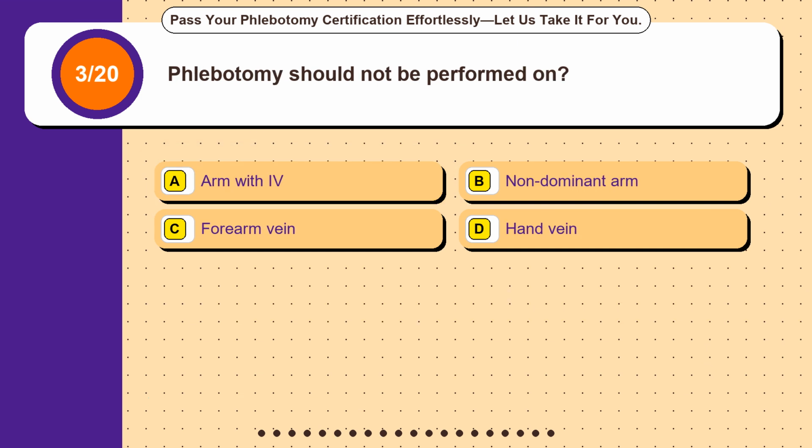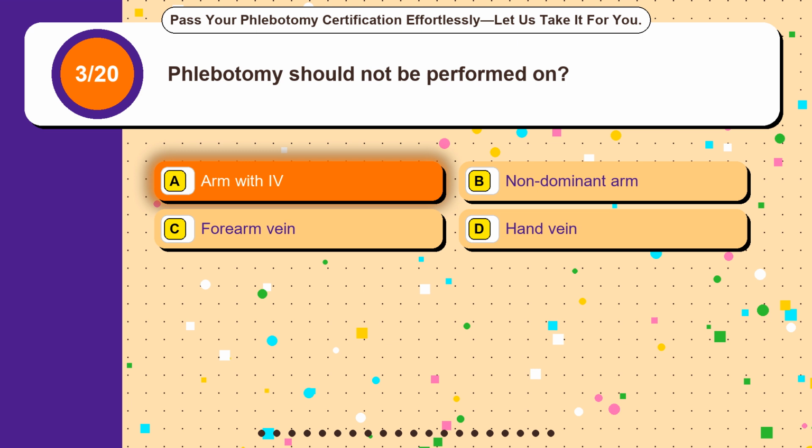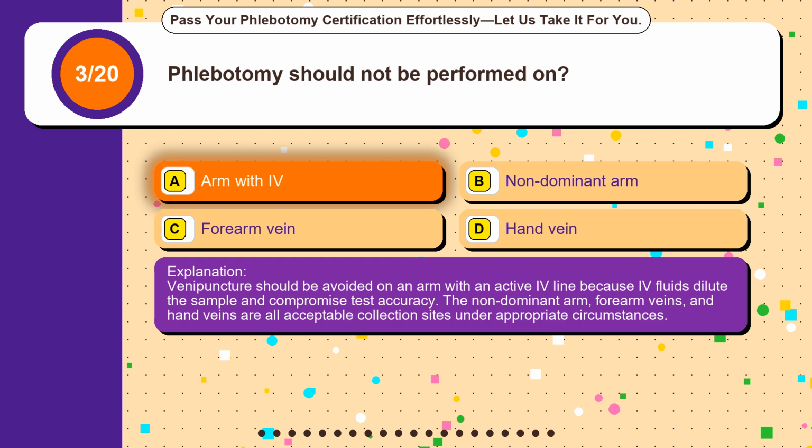Question 3. Phlebotomy should not be performed on option A, arm with IV, option B, non-dominant arm, option C, forearm vein, option D, hand vein. The correct answer is option A, arm with IV. Venipuncture should be avoided on an arm with an active IV line because fluids dilute the sample and compromise test accuracy. The non-dominant arm, forearm veins, and hand veins are all acceptable collection sites under appropriate circumstances.